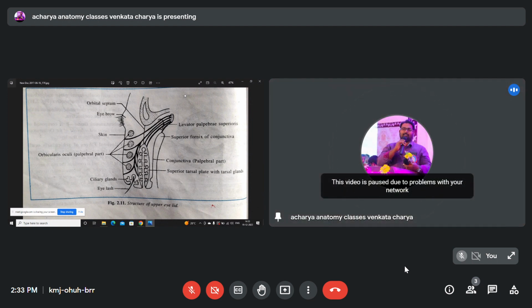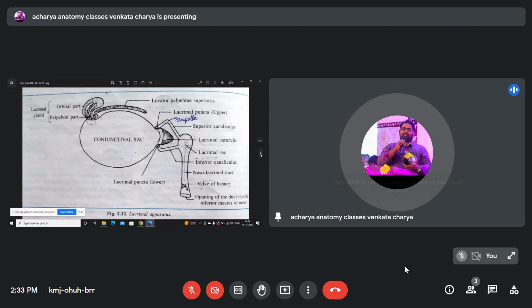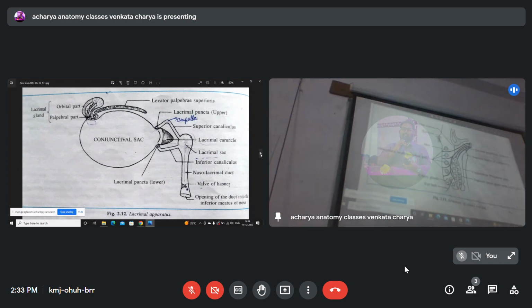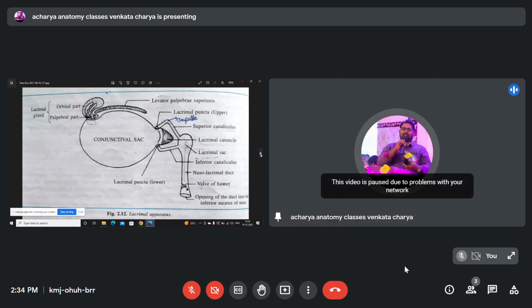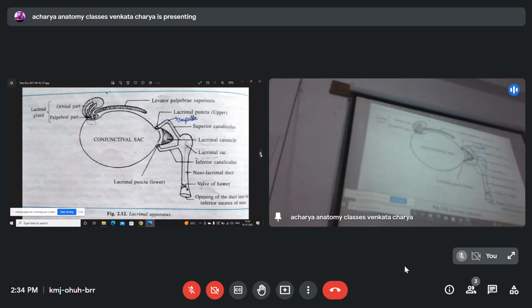So whenever tears are produced by the lacrimal gland, they enter the conjunctival sac. The tears run from lateral to medial. In the medial side there are two openings, called the superior and inferior lacrimal puncta.